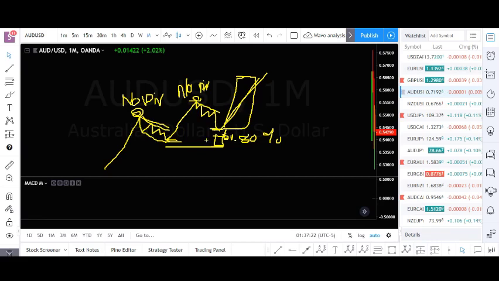So the rules: it has to come back to your 618. That's your first rule. Second rule, no divergence. In the third rule, in this correction over here, make sure you get at least 3 waves down. And the fourth rule is we put our stop loss underneath this impulse over here.